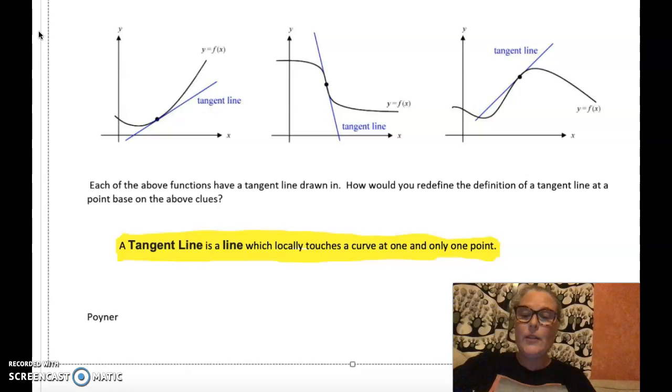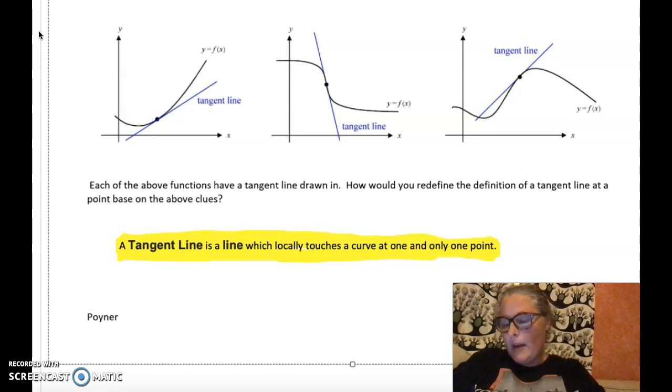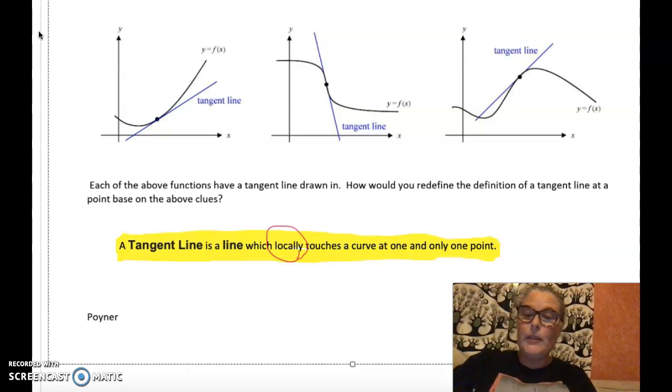Here's one of the more simple definitions that I found that is very descriptive. A tangent line is a line which locally, the key word here, touches the curve at one and only 1 point. Also, some definitions discuss that it's parallel to the curve, because if you zoom in close enough, they look almost the same or like they run parallel to each other. That's a rare form of definition, but I have seen it out there. But the key is that it touches in exactly 1 point locally.